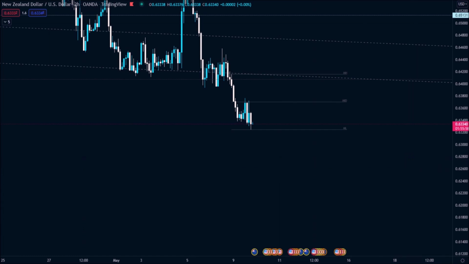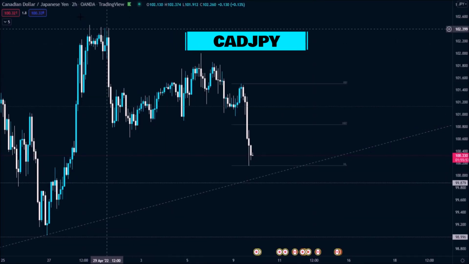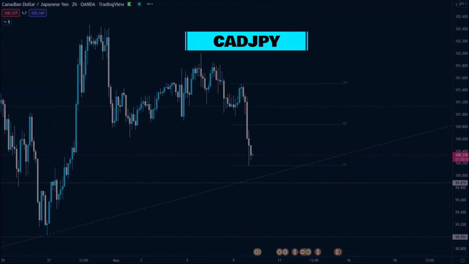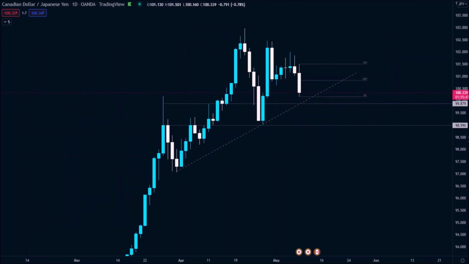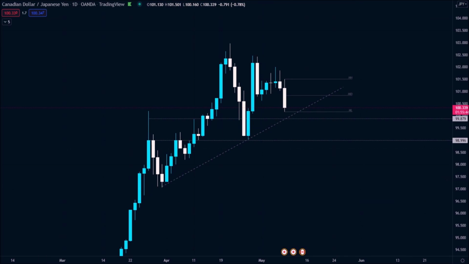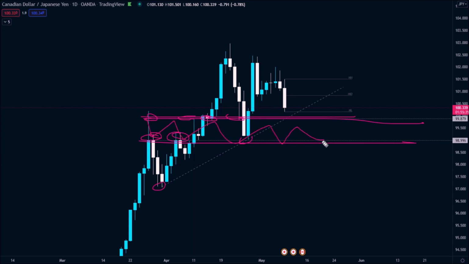I'll take a look at CAD yen, as I think that's maybe a good buy. We've had yen weakness across the board, and we're coming into an area. We have support here, and we also have going through here resistance, resistance, support, support, and then just support and resistance going through. So a general area where I'll be looking to long is here with added confluence.